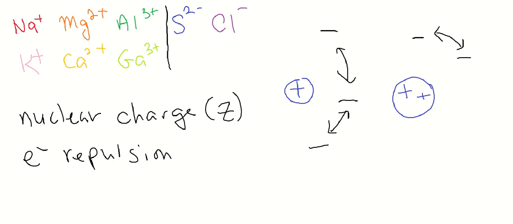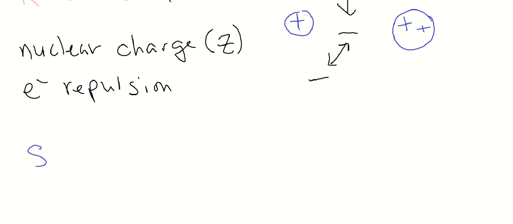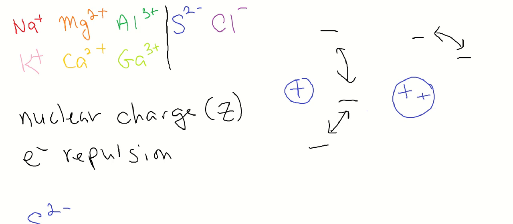So sulfide is going to be the biggest because it has less nuclear charge and more electron repulsion, both contributing to the larger radius. All right, so the largest of all of these is going to be your sulfide. And then your second largest is going to be your chloride.